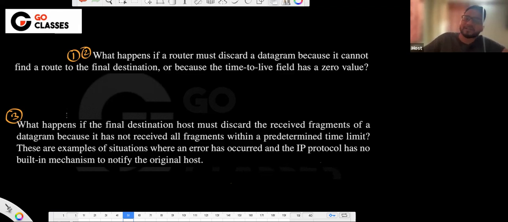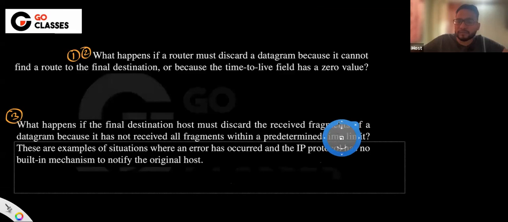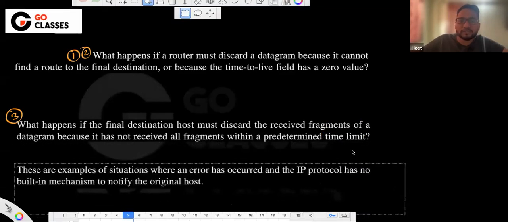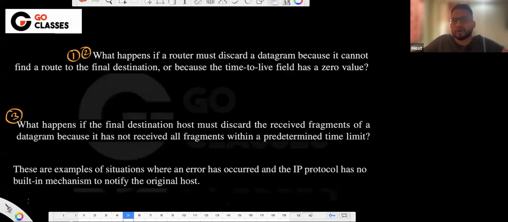So that is also one case where the final destination has to discard all the fragments. Let's call this case number 3. There are many cases; you can have 20-30 cases where the router or the final destination has to discard. Maybe one of the fragments has been lost, maybe the TTL has expired, maybe the host is down and not reachable, or maybe an error has occurred.